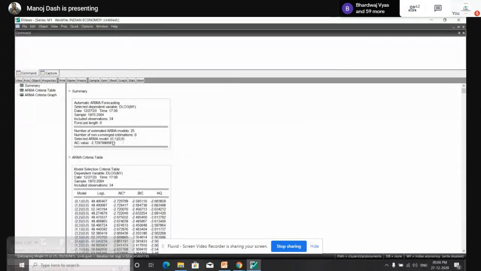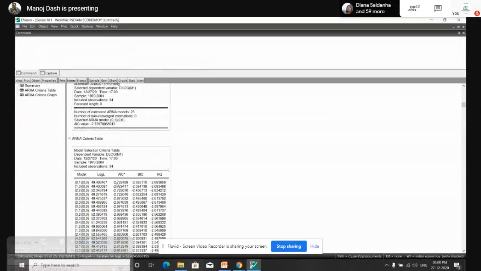Now what happened? What is the conclusion? When you want the forecast of money supply, it does not depend upon its own lag, but it depends upon one moving average. Clear? Yes, sir. Yes, because the AIC value compared to the other one is very low. So what will we do? Go to Estimate Equation.